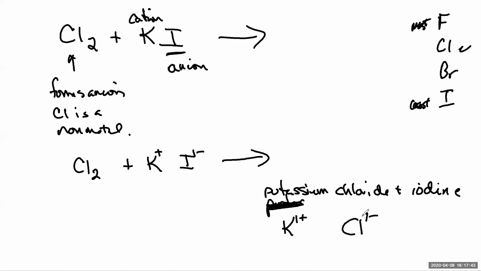How do I know chlorine's 1-? Because chlorine's in group 17. It has 7 valence electrons. It needs just 1. So my product is going to be KCl, and my other product is not just going to be I. You have to remember it's I2 because it is diatomic. There's a ton of little things you have to keep track of.